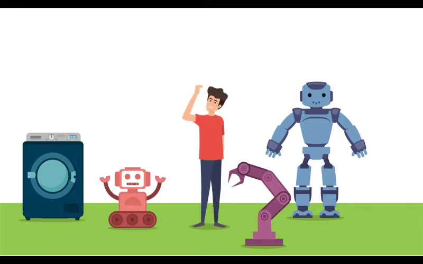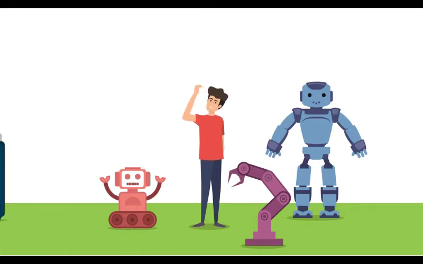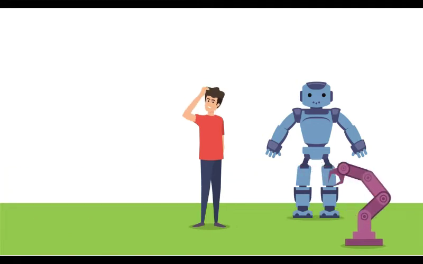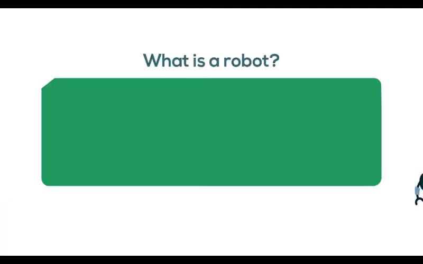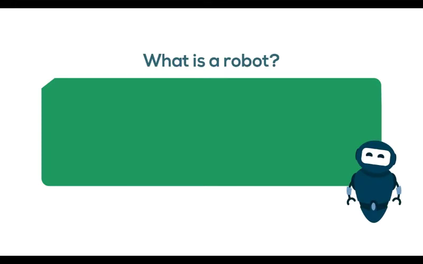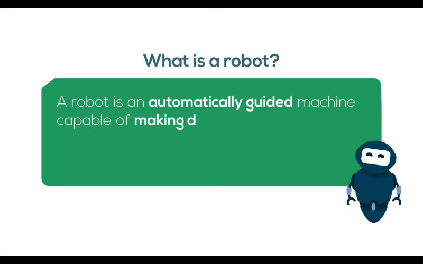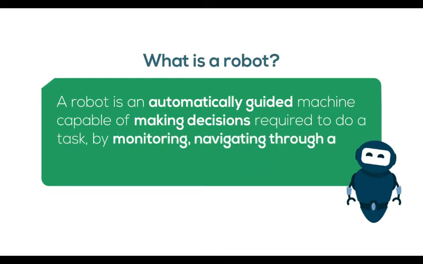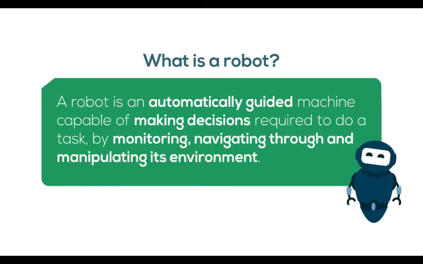So for this workshop, I've gone through various resources and come to a conclusion, and I've come up with a definition which we can stick to as part of this workshop. Let me tell you what the definition is. I'm just reading it out. A robot is an automatically guided machine capable of making decisions required to do a task by monitoring, navigating through, and manipulating its environment.